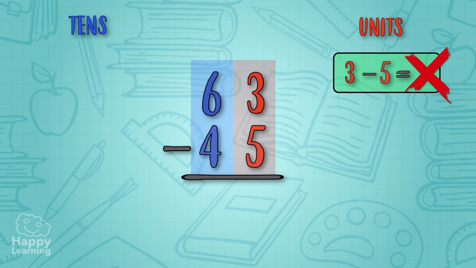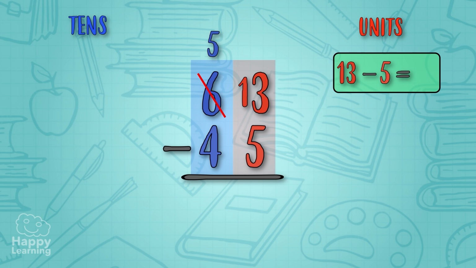We transform one of the tens from the minuend into 10 units, and we take them to the units column. Since we had 6 tens and we've transformed one of them into units, we've got 5 tens left. We then add these 10 units to the 3 we had in the minuend, meaning that we've got 13 now. Now we can subtract the units. 13 minus 5 is equal to 8.